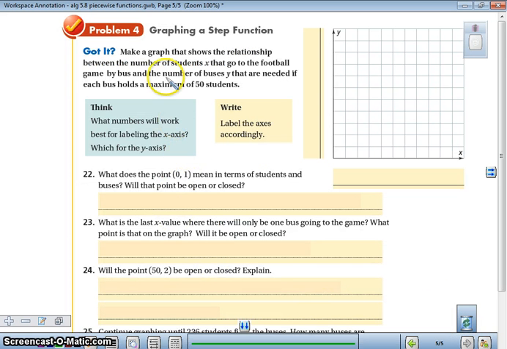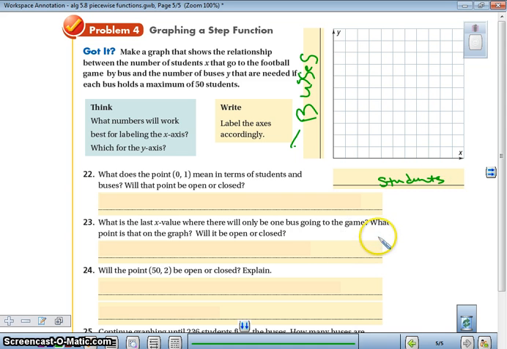As you take a look at this one, it says make a graph to show a relationship between the number of students X that go to a football game by bus and the number of buses Y that you need, each bus to hold 50. If we are taking a look at this function, our Y function is going to be the buses. It's a little trickier to write on this sideways. This is our buses. And down here, we are looking at the students.